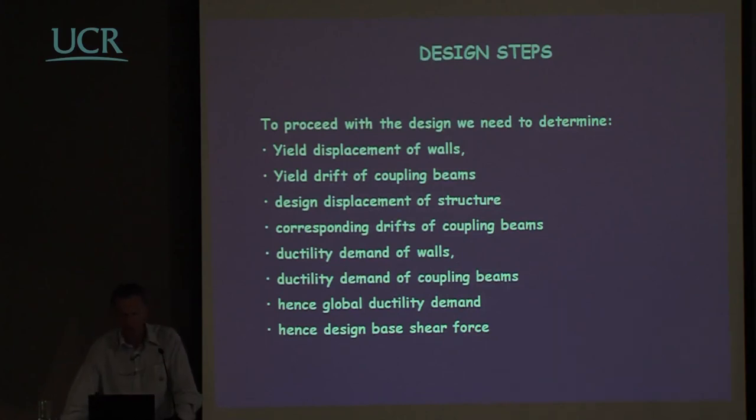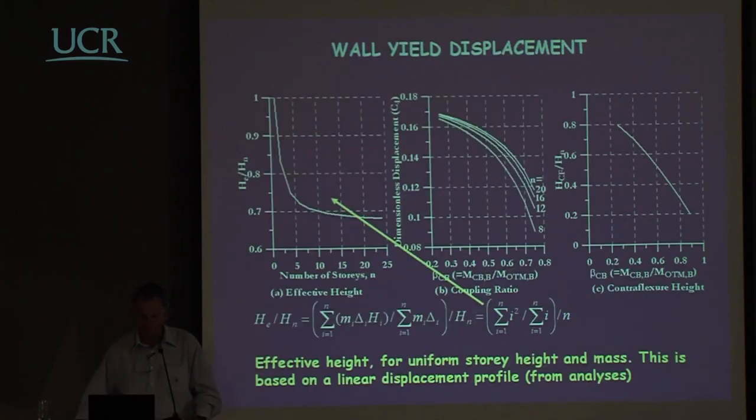So to proceed with the design, we need to determine the yield displacements of the walls, the yield drift of the coupling beams, the design displacement of the structure, the corresponding drifts of the coupling beams, the ductility demand on the walls, the ductility demand of the coupling beams, and hence the global ductility demand, and hence the design base shear force in the usual fashion. And then we can go back to our assumptions and distribute that force through the structure.